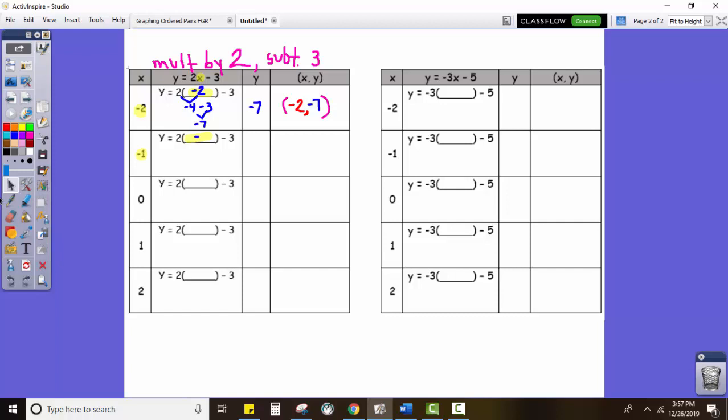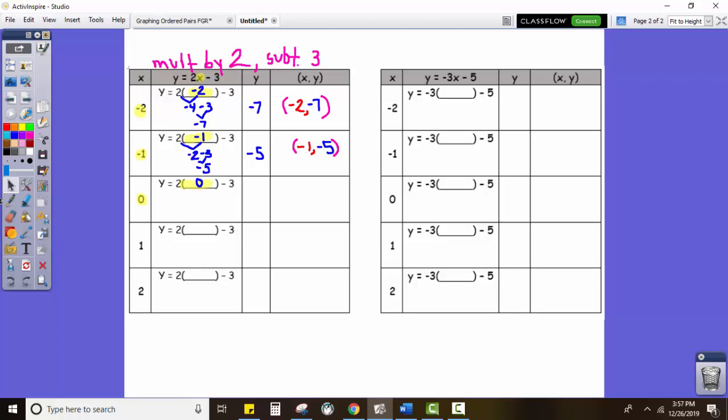Okay, next I'm going to plug in -1 right here for x. And then first I'm going to multiply it by 2. 2 times -1 is -2. Then subtract 3, bring down the -3. -2 minus 3 is -5. So I record that for y. So my ordered pair, I plugged in -1, got out -5. -1, comma, -5.